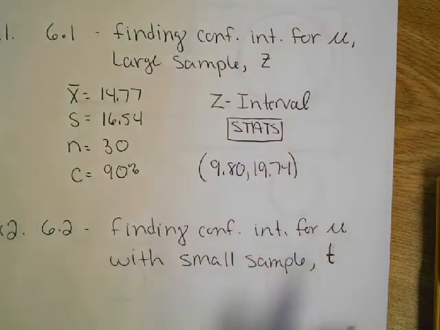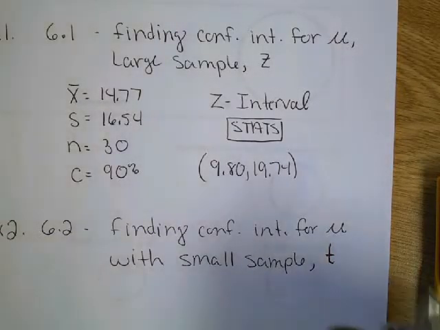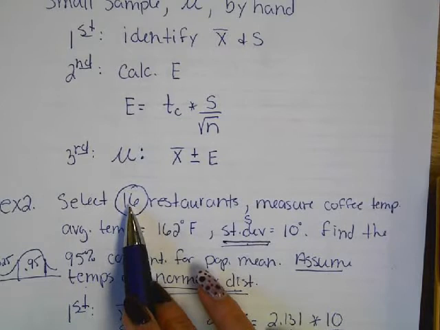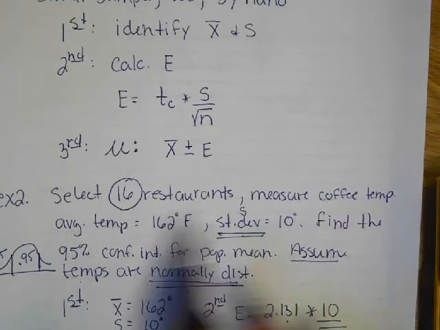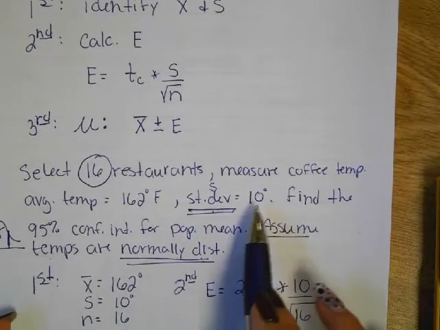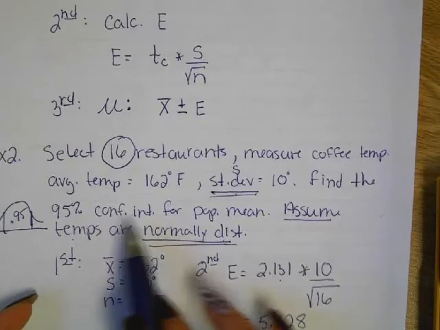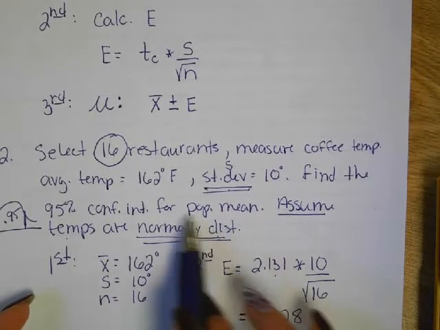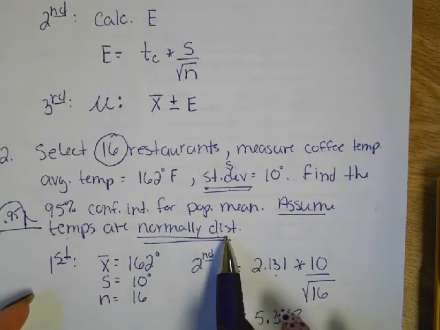So if I go to section 2, and I pick an example from there, I'm going to pick this one where we selected 16 restaurants, where we measured the coffee temperature. The average temp was 162. Standard deviation was 10. Find the 95% confidence interval for the population mean. Assume the temps are normally distributed. Remember, if it's a small sample, they have to be normally distributed.